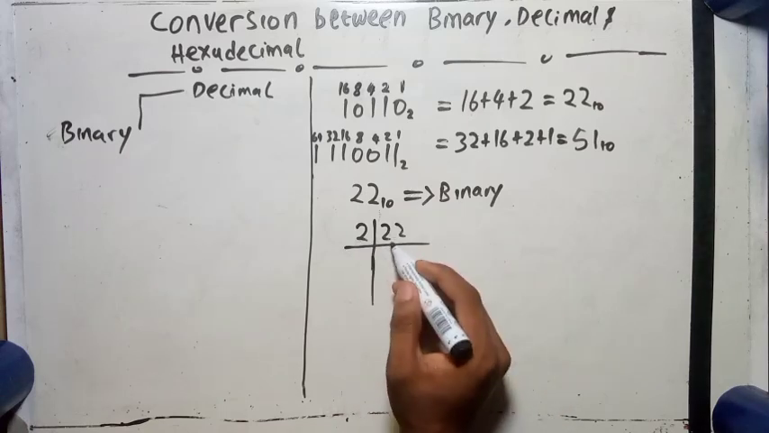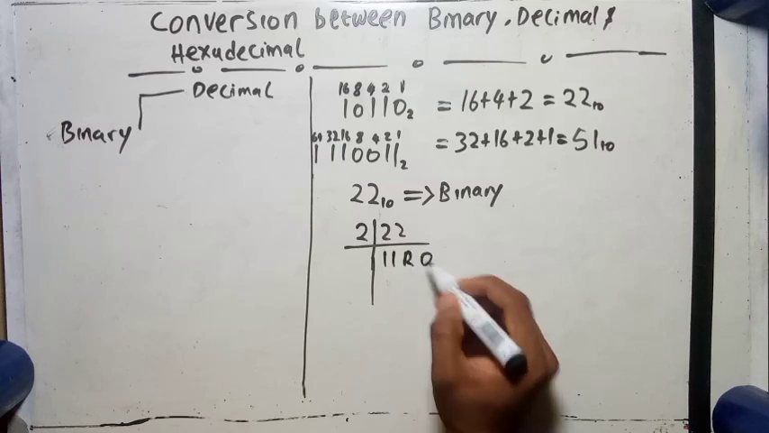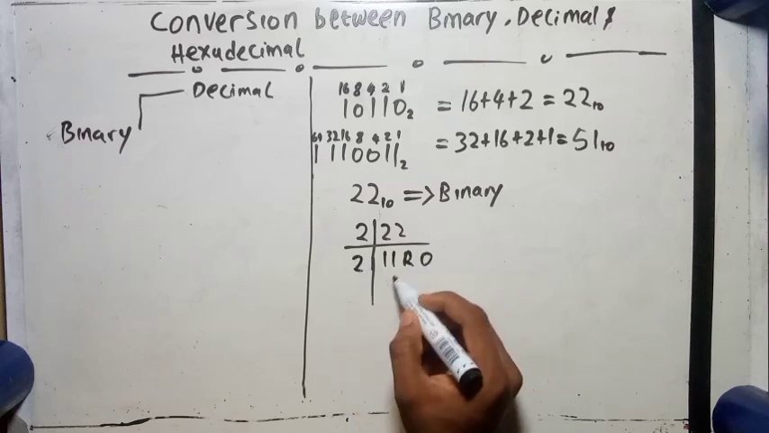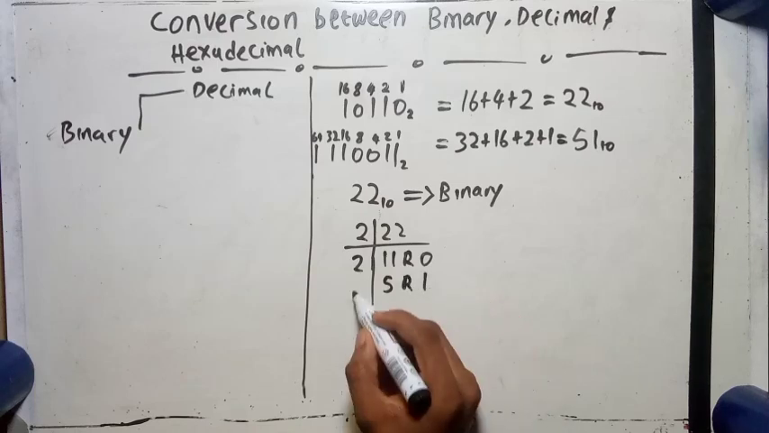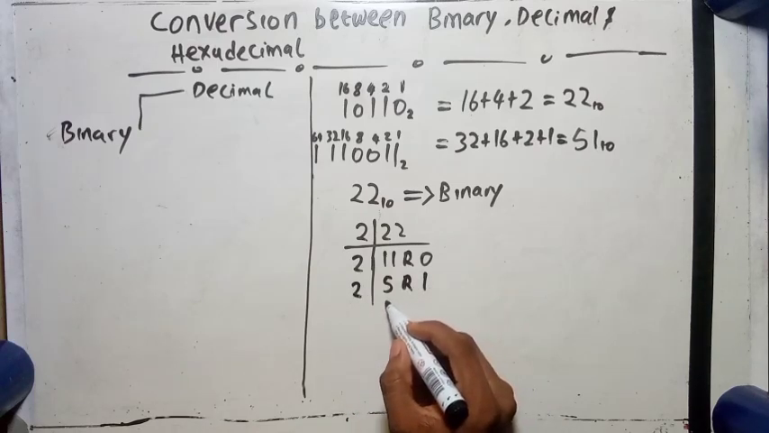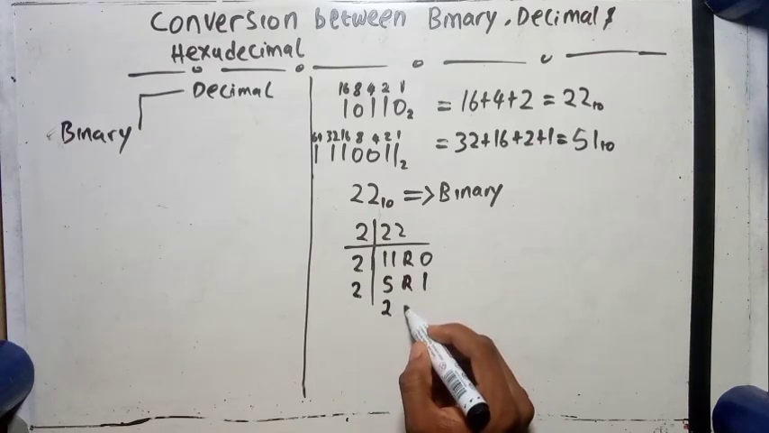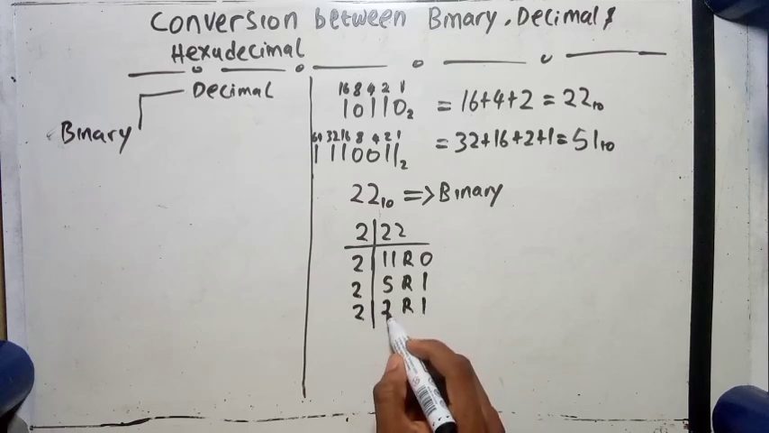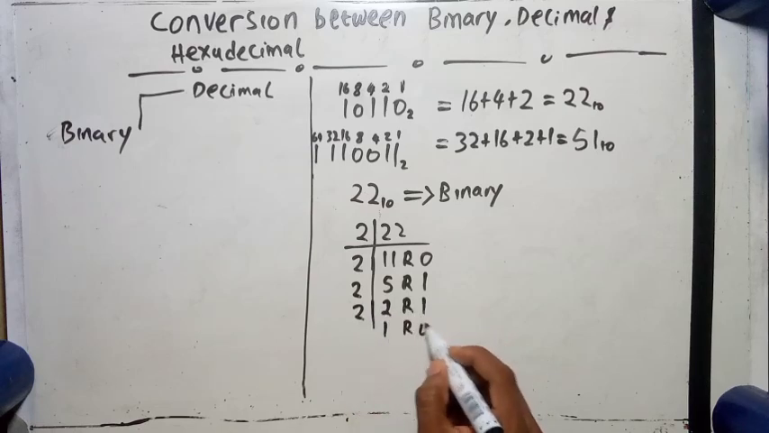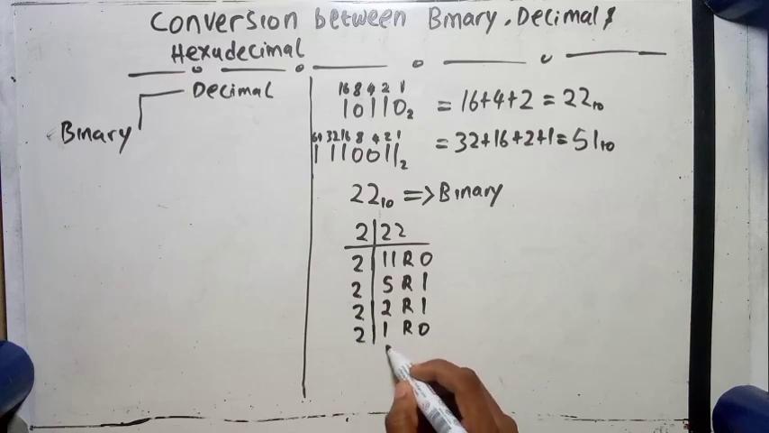So dividing 22 by 2, you're going to be having what? 11, remainder 0. 2 into 11, you have 5, remainder 1. 2 into 5, you have 2, remainder 1. 2 divided by 2, you have 1, remainder 0. And then 2 divided by 1, you have 0, remainder 1.